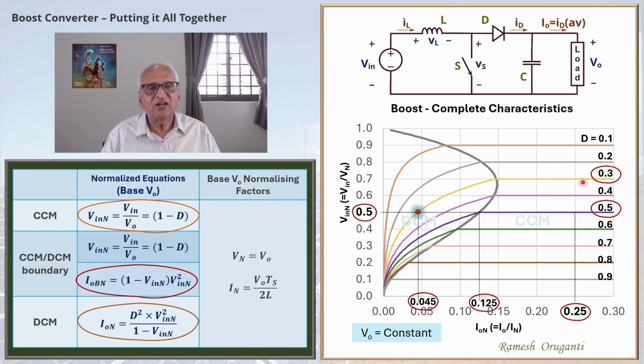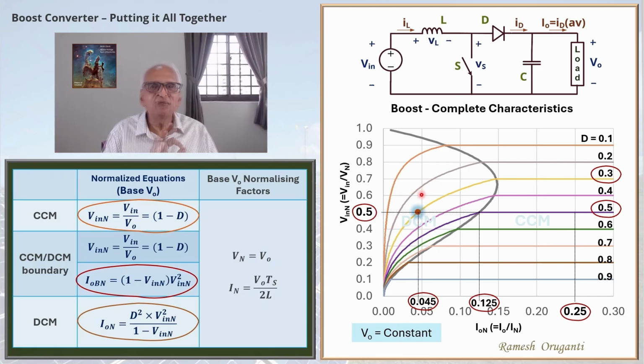So this set of graphs, particularly in the DCM side, allows you to visualize and see how the output voltage is maintained to be the same as load current is reduced by changing the duty cycle. If the output current is reduced further, the operating point will move leftwards still more and the duty cycle will reduce to 0.2 and so on.